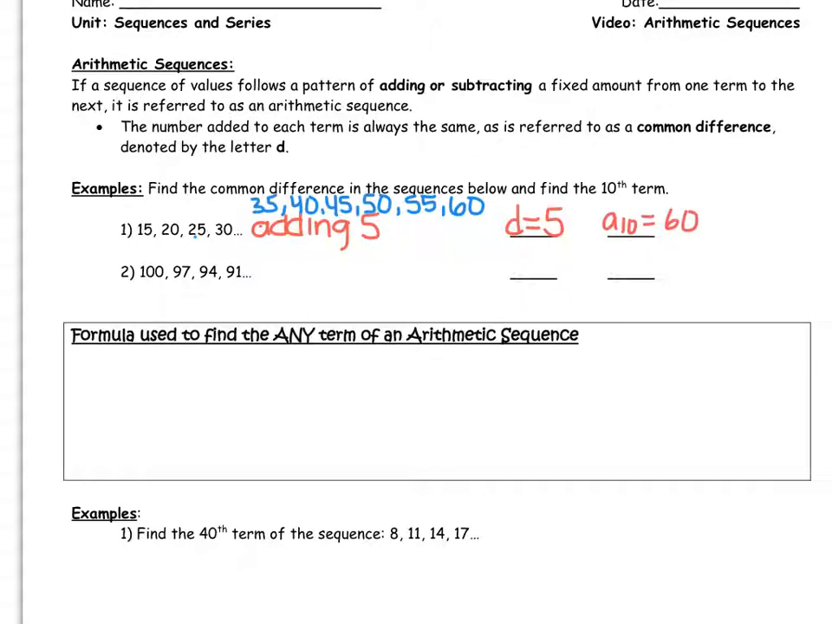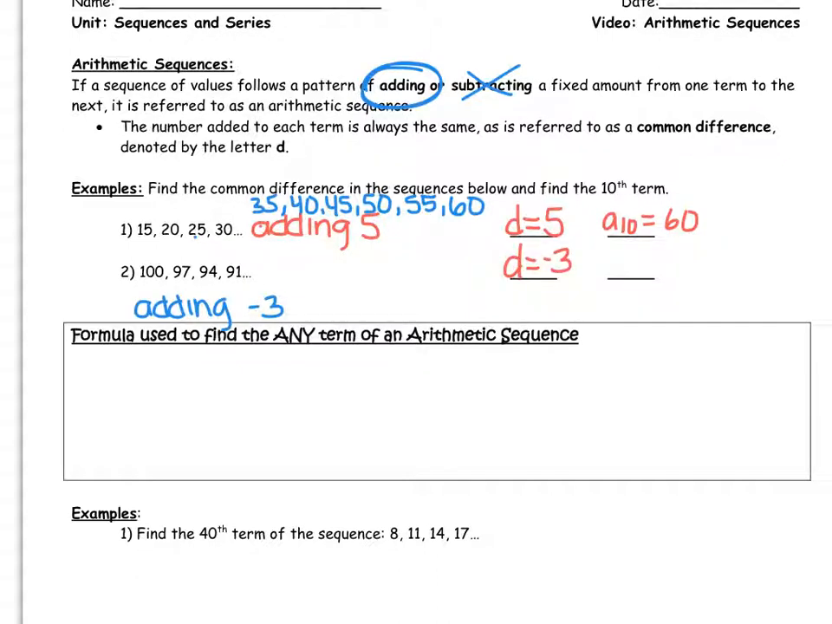Okay, now let's look at the second example, 100, 97, 94, 91. It looks like the sequence is going down, and each time I'm subtracting 3. So we know that the arithmetic sequence is actually defined by adding or subtracting a fixed amount. The general rule is that we always write it in terms of adding, and that subtracting isn't usually written. So instead of subtracting 3, we would say adding a negative 3. It means the same thing. So my common difference, D, is negative 3.